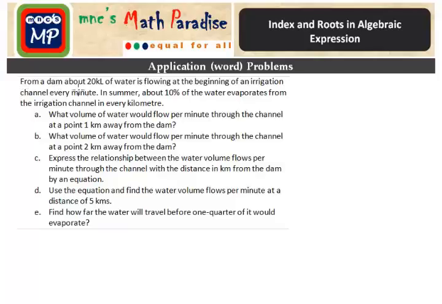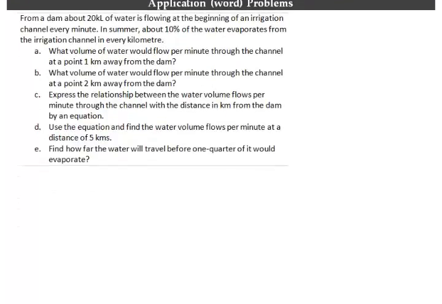From a dam, about 20 kiloliter of water is flowing at the beginning of an irrigation channel every minute. In summer, about 10% of the water evaporates from the irrigation channels in every kilometer. So from this information, the initial water flow at the channel from the dam is 20 kiloliter per minute.